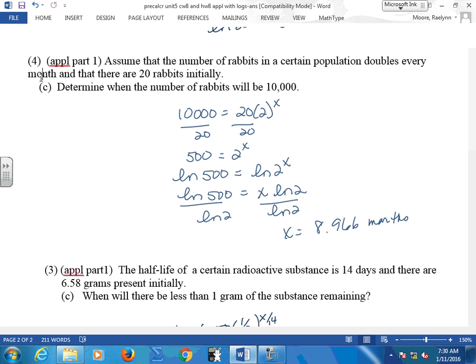Right. So what was your answer in 8? What did your answer come out to be? 107.589 years. Divided by 12. Divided by 12, and you'll get back to this. Right.